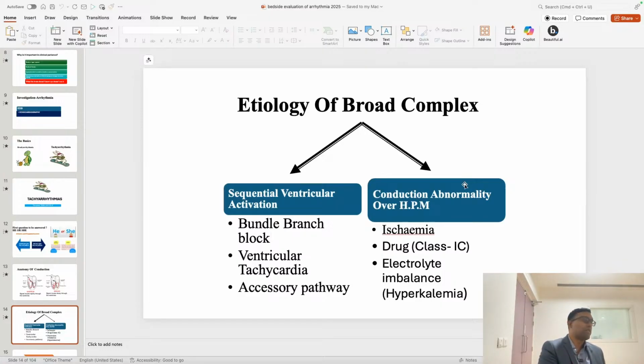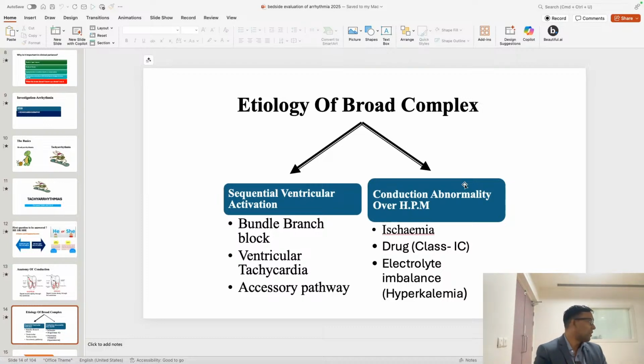Or conduction is through the HPS, the His-Purkinje system, which is diseased. Ischemia can affect the system, or you may have given some drug like class 1C drugs: propafenone, moricizine. When you give these drugs, the QRS will become wider over time. And electrolyte imbalances. So whenever broadening is happening, always check those things, like hyperkalemia.